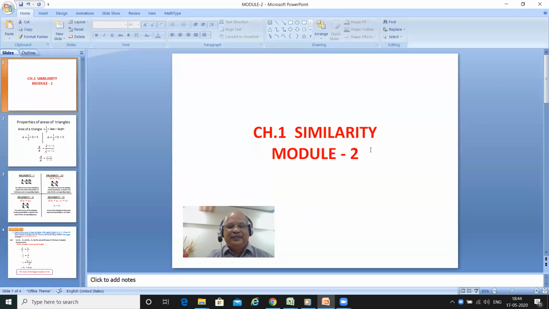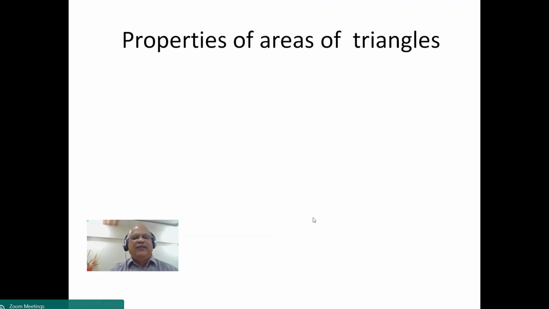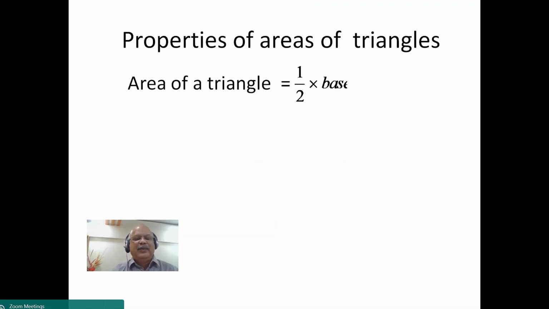Hello children, we are now going to start with module number 2. This module number 2 of the chapter Similarity is also based on the same property, the property of areas of triangles. And since I say areas, we are going to take up the formula for area of a triangle, which is half into base into height.